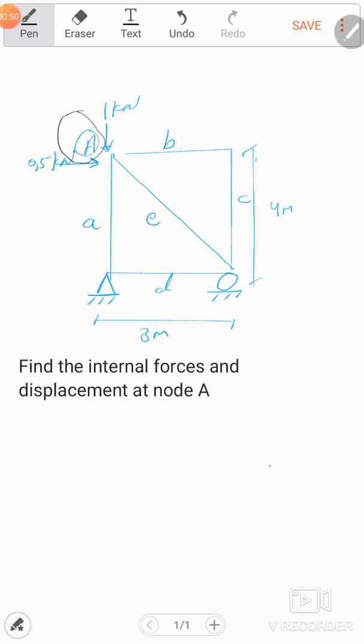First of all, to solve this problem, we should check if the structure is determinate or indeterminate. How can we check this? We should use the equation of the degree of determinacy. The equation is equal to m plus r minus 2j. m is the number of bars, r is the number of reactions, and j is the number of joints.